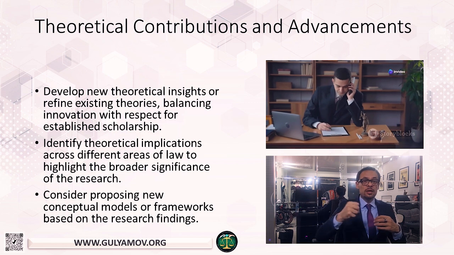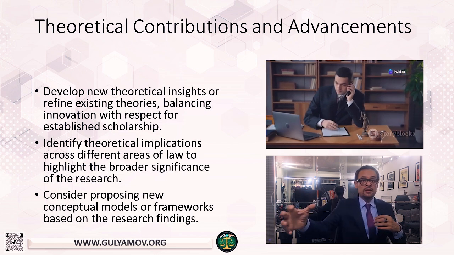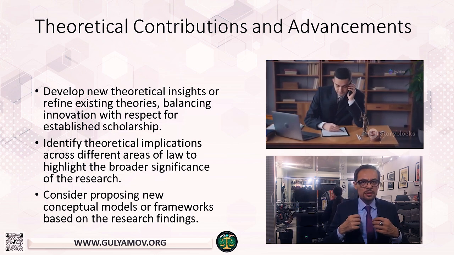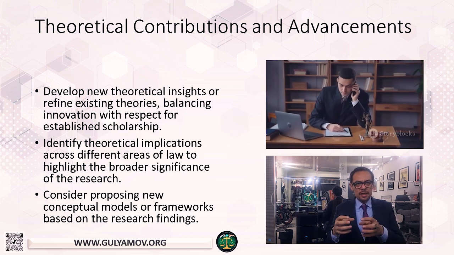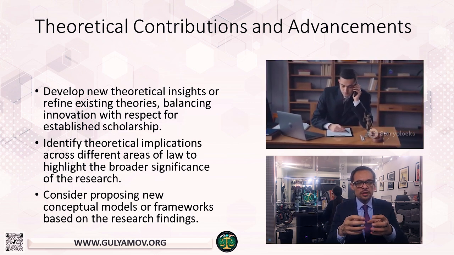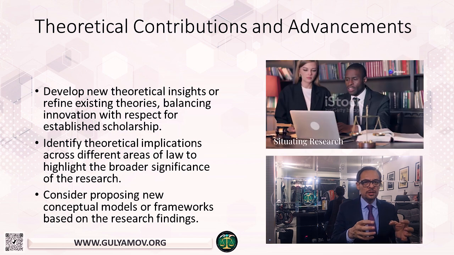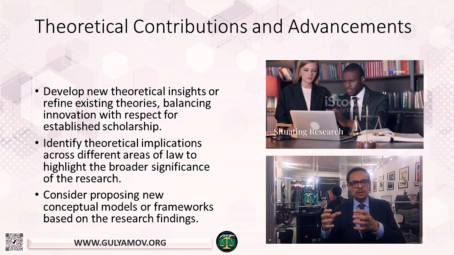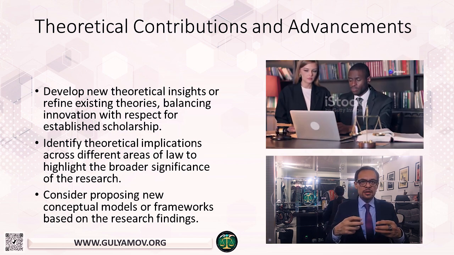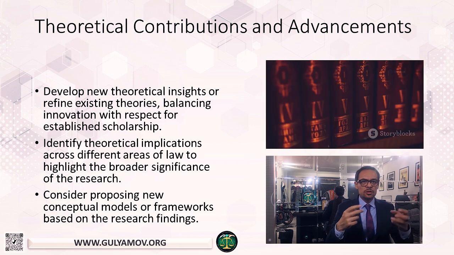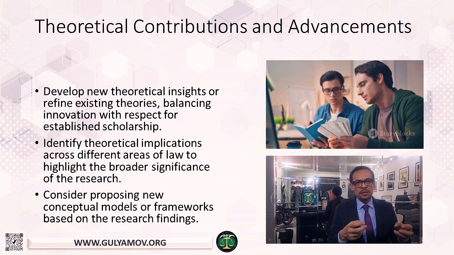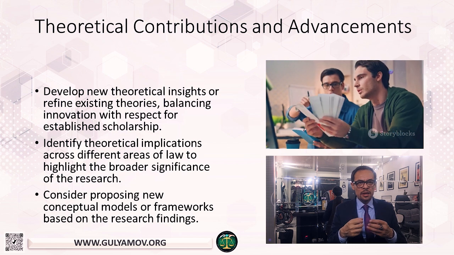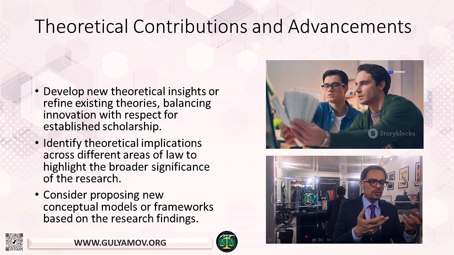For example, while Hart's concept of law as a union of primary and secondary rules remains influential, our analysis suggests the need for a third category of adaptive rules that can evolve with scientific understanding. Identify theoretical implications across different areas of law to highlight the broader significance of the research. Discuss how the findings contribute to interdisciplinary understanding, bridging legal theory with other relevant fields. Consider proposing new conceptual models or frameworks based on the research findings.